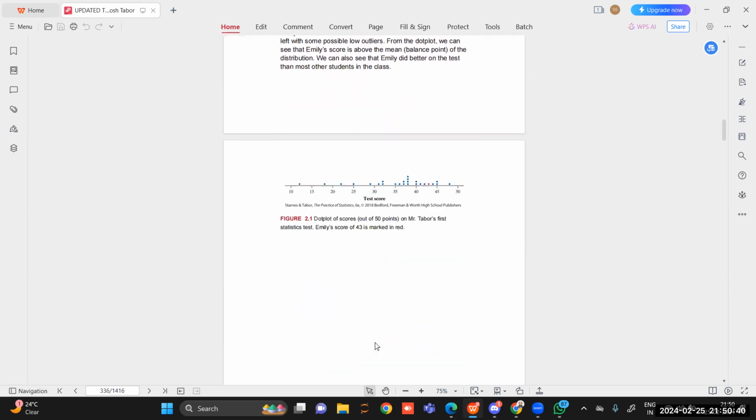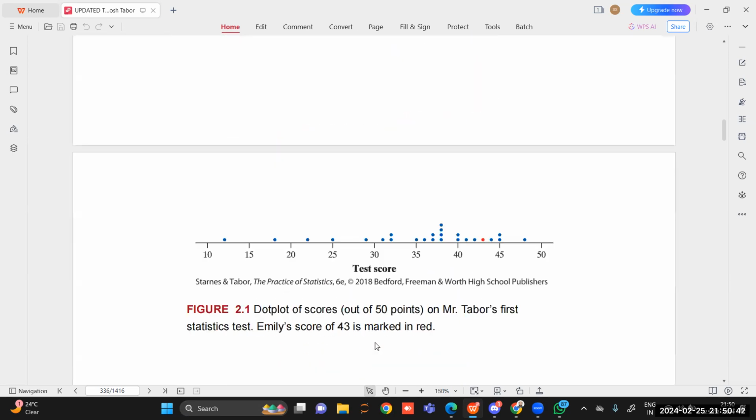So first of all, describing a location in this graph. Describing a location means we are going to check on this graph.